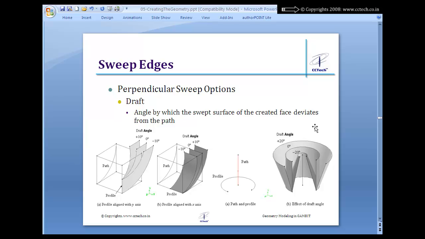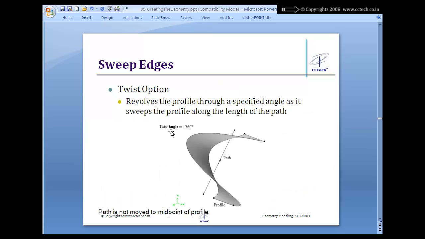What draft does is, imagine that you are going to create a standard face. For example, in this case, if I am sweeping this particular circular edge along the axis, I am going to get this particular face. Now what does draft do? It deviates the face created by the angle that you have given. If it is a positive draft, it will be kind of an expanding cylinder. If it is a negative draft, it will be kind of a contracting cylinder. So it deviates the face which is going to be created from the standard face by the angle which you have given. So this is the effect of draft.